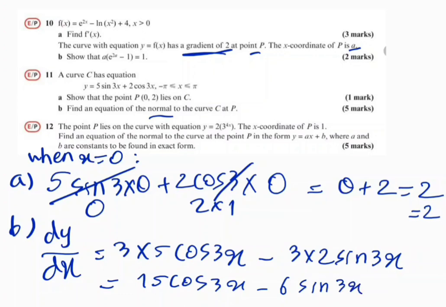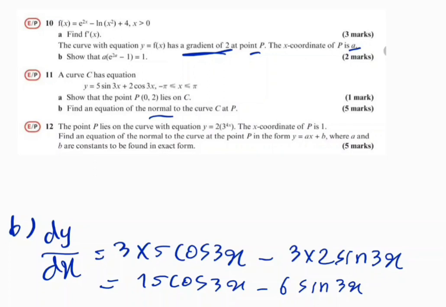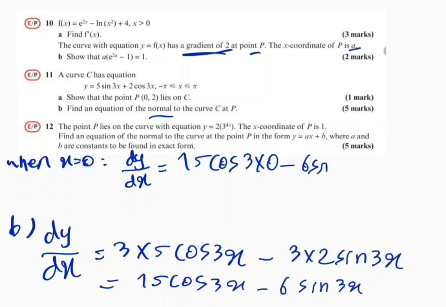But we haven't finished yet, because now we want to find the equation of the normal. For this part, it's better to just work out the gradient of this curve at this point, when x is equal to 0. So when x is equal to 0, dy by dx is equal to 15 cos 3 times 0 minus 6 sin 3 times 0. Here again, sin 0 is 0, and cos 0 is 1, so 15 times 1 is 15. So the gradient is 15 at x equal to 0.